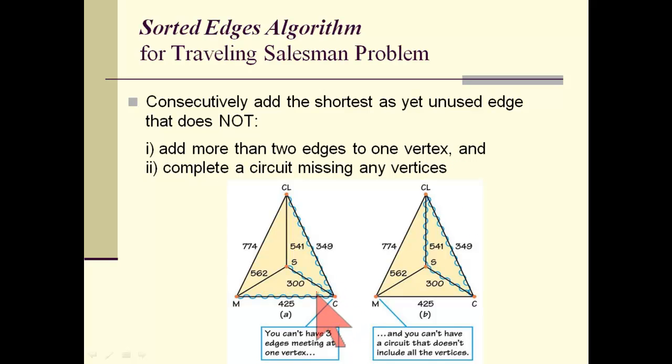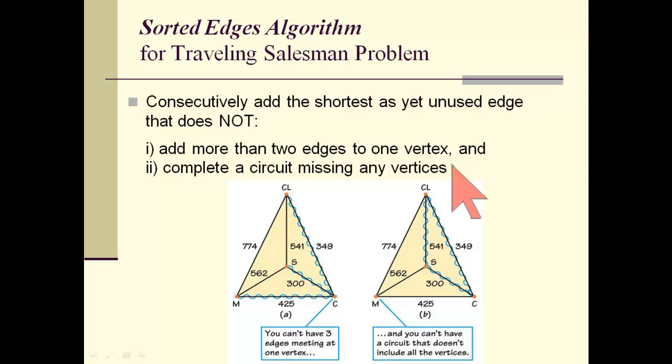So as we're adding edges, we can never get to a situation like this where we put in 3 edges to 1 vertex. The reason is we're trying to build a circuit, and so if there are more than 2 edges coming into a vertex, we're not going to be able to visit that vertex exactly once like you have to with a Hamiltonian circuit.